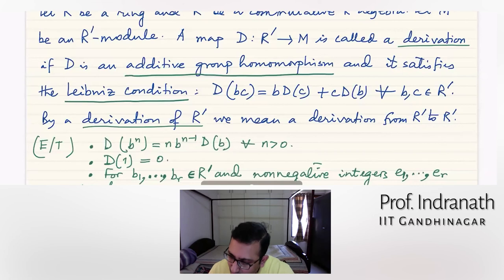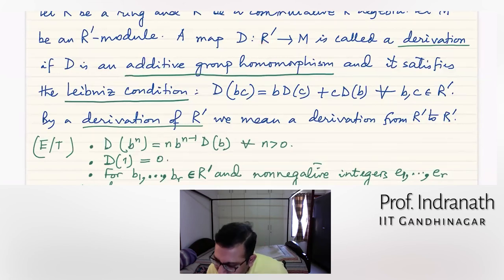Okay, so if you remember, I just had a quick mention of derivations in my previous lecture. So let me quickly run through those slides. You have R, and R dash is a commutative R algebra, and M is an R dash module. A map which is an additive group homomorphism and satisfies the Leibniz condition is called a derivation. And when we say derivation of R dash, it means M is R dash, and the derivation is from R dash to R dash. Don't forget R dash is an R algebra.